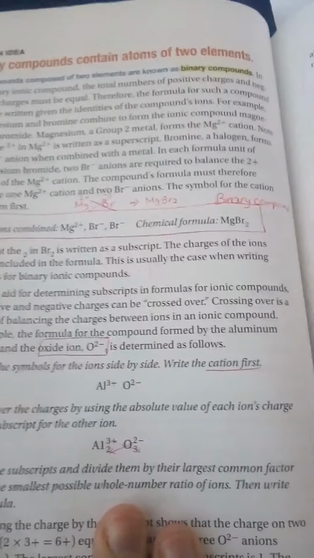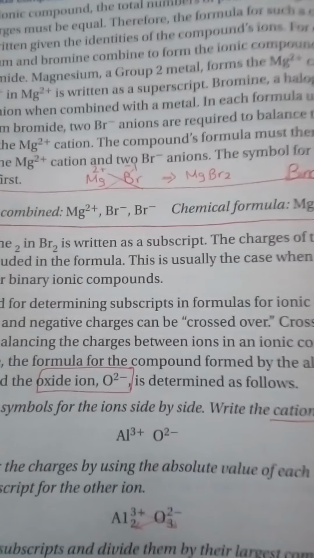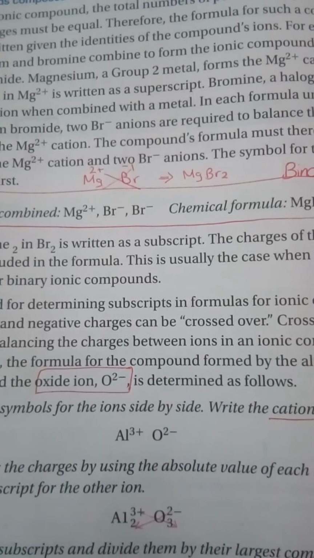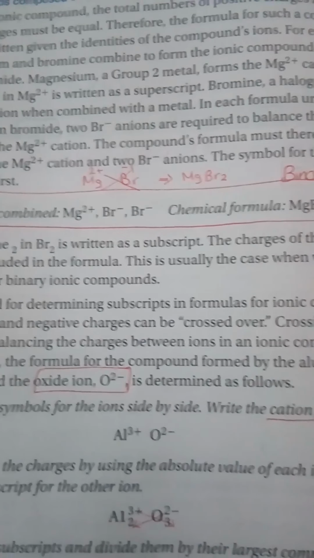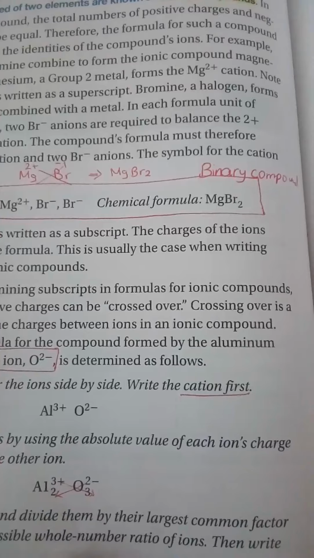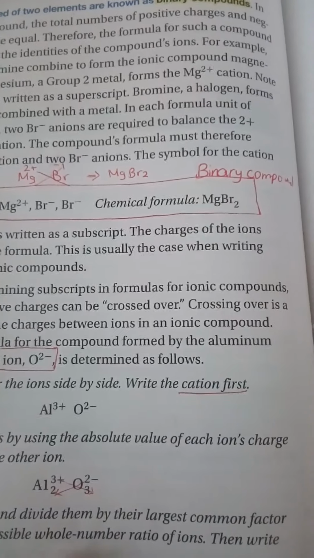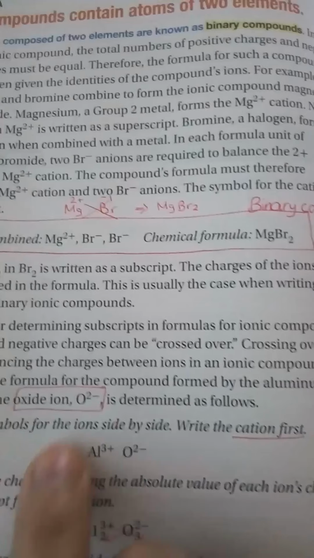There are basically two methods to do this. There's the crisscross method, and there's the other method that we've discussed in class before, which is making the sum equal to zero as a linear equation, if you remember that. So basically over here, you can see Mg is combining with Br.